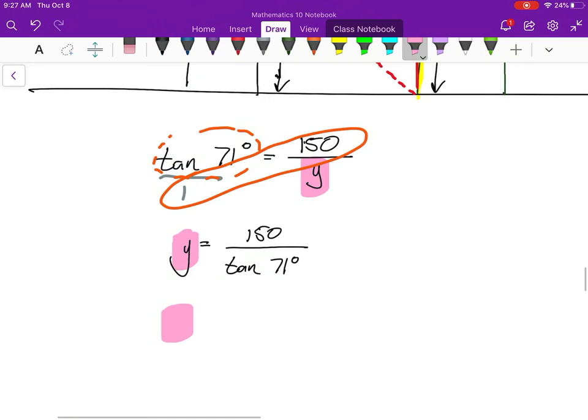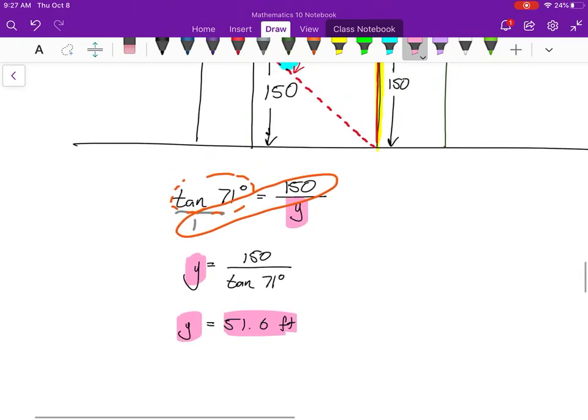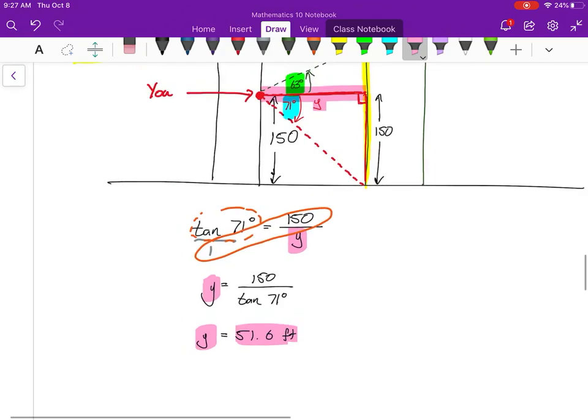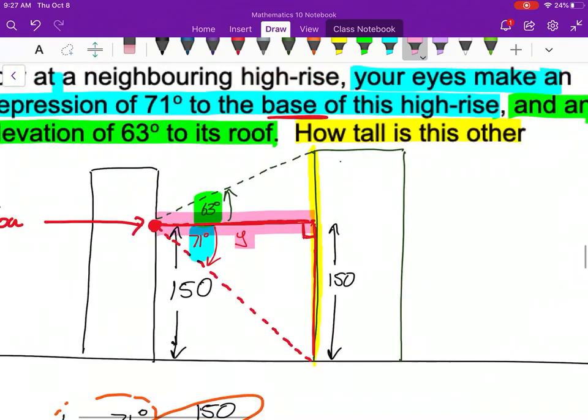Type that into your calculator, and you should get about 51.6 feet, which remember, we want to always think about what this stuff means. That is how far apart the two buildings are. The two buildings are about 51.6 feet, roughly 52 feet apart. All right, so what do I do with that? Well, if I look back at my diagram now, I can go to this y and say it equals about 51.6.